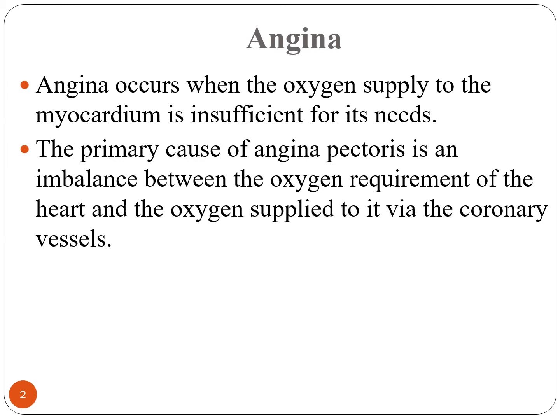The primary cause of angina pectoris is an imbalance between the oxygen requirement of the heart and the oxygen supply to the heart via the coronary arteries, the coronary blood vessels, which supply the myocardium, the heart muscle, with blood and oxygen.